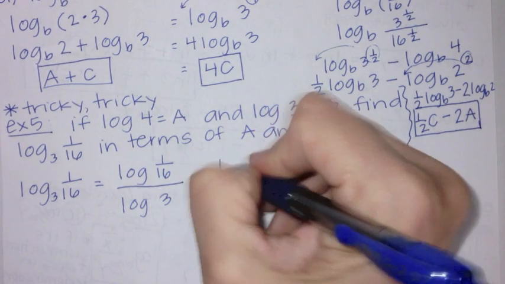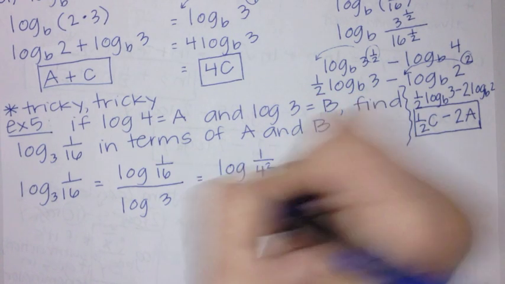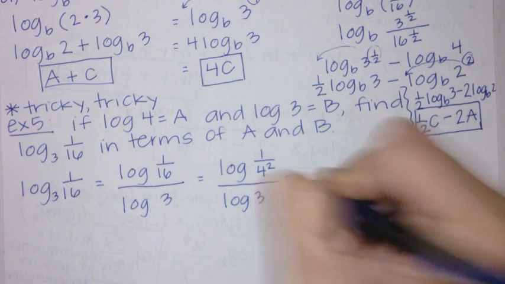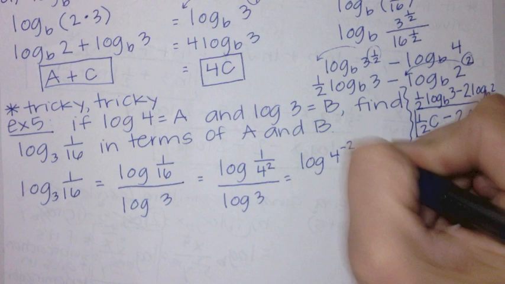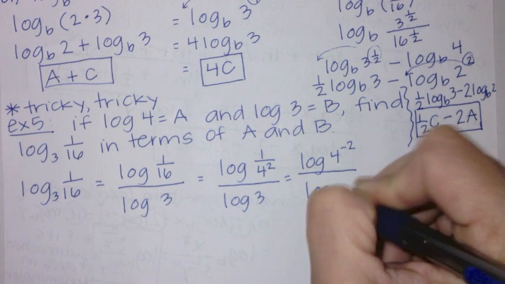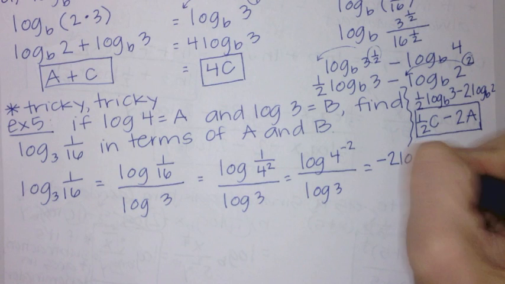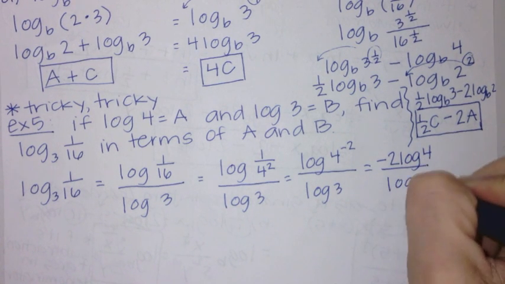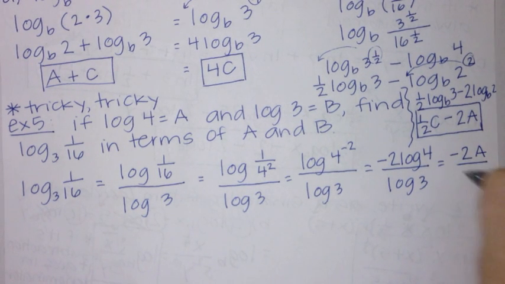So we go log base 10 of 1/4 squared all over log of 3, which is log base 10 of 4 to the -2 all over log of 3, which is -2 log 4 all over log 3, which now allows us to rewrite it as negative 2A divided by B.